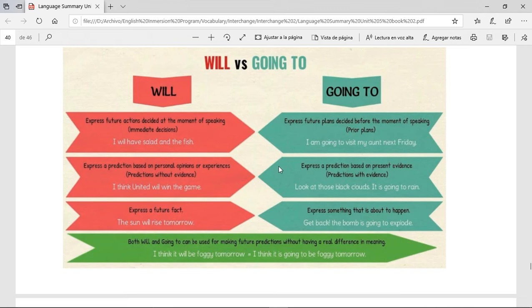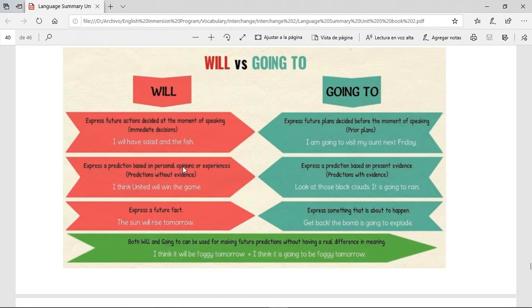Okay, you also use will to express a prediction based on personal opinions or experience. It's like predictions without evidence. You know, it's like, I think this will happen. I think United will win the game, or I think it will rain tomorrow. You see the clouds that are black or something, and you maybe think, oh, it will rain tomorrow, but you are not sure. You're just having a prediction.